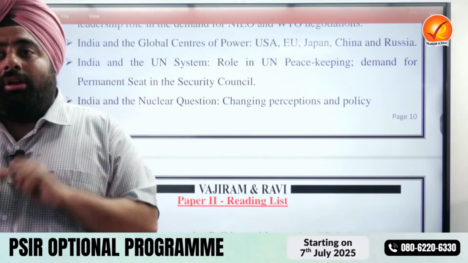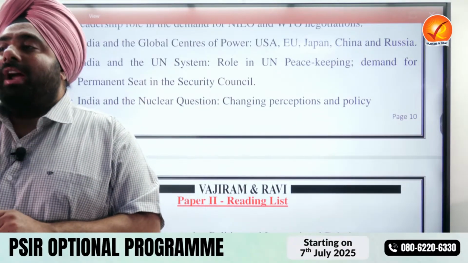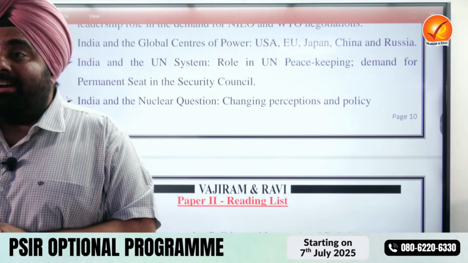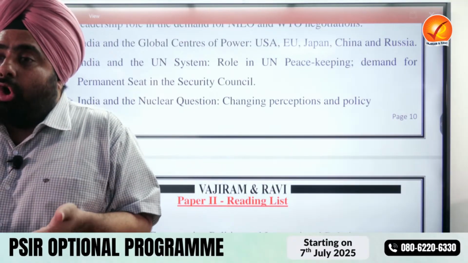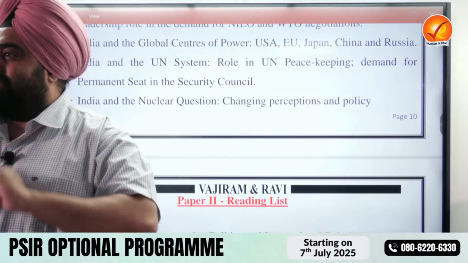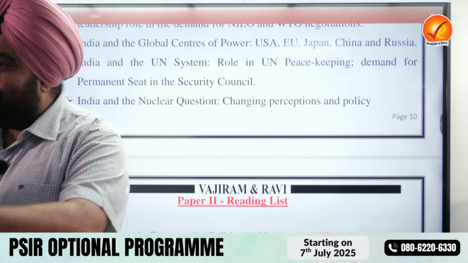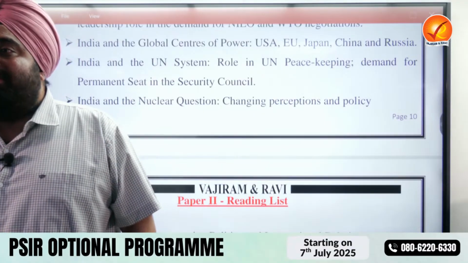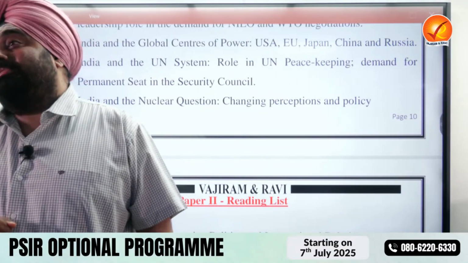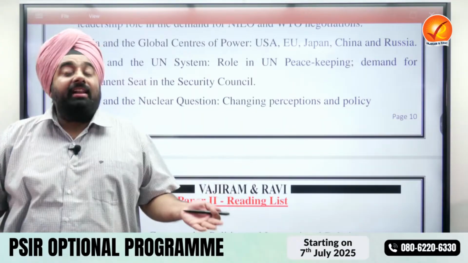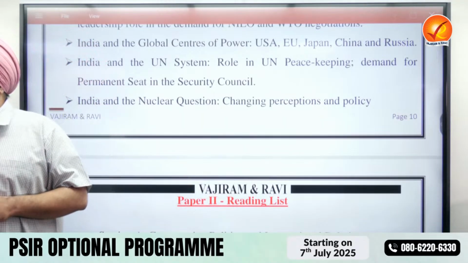That's called nuclear non-proliferation. But there's one more idea called nuclear disarmament. What is nuclear disarmament? That idea says that whatever countries already have nuclear weapons, they should also give up nuclear weapons. They should also disarm their nuclear weapons. We should have a planet free of nuclear weapons. So what is India's stand on all these concepts? What is India's nuclear doctrine? Theoretical analysis of India's nuclear doctrine. That's what we study in this chapter.